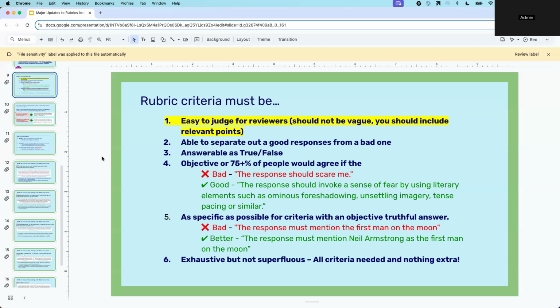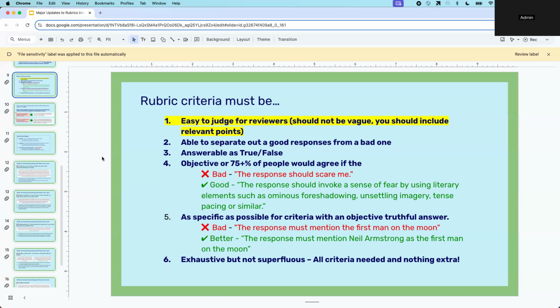Additionally, and this ties to the next point, which is a question of objectivity, it should be phrased in a way that's specific enough, potentially using examples, such that 75% of people or more would come to the same conclusion here. So a bad example, as shown here, is just like the response should scare me, or the response should intimidate me. The reason why this is bad is because there's no real criteria or guidance around this criteria that would lead 75% of people or more to the same conclusion.